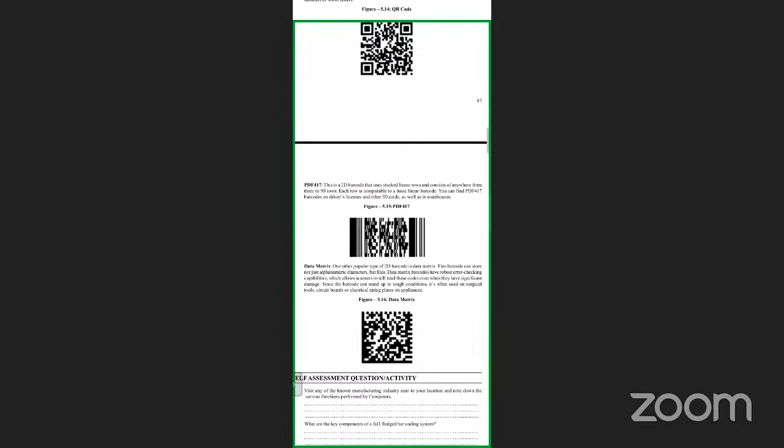Next, we have Data Matrix. This is another popular type of 2D barcode. This barcode can store not just alphanumeric characters, but files. Data Matrix barcodes have robust error checking capabilities, which allows scanners to still read those codes even when they have significant damage. So here we can say that such a barcode can stand up to tough conditions, and it is often used on surgical tools, circuit boards, electrical rating plates or appliances.